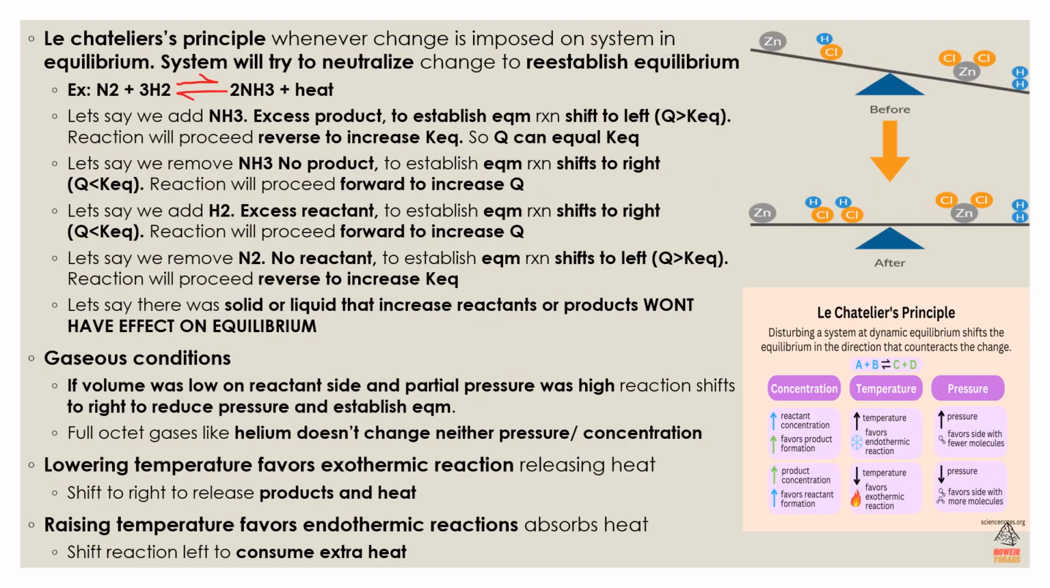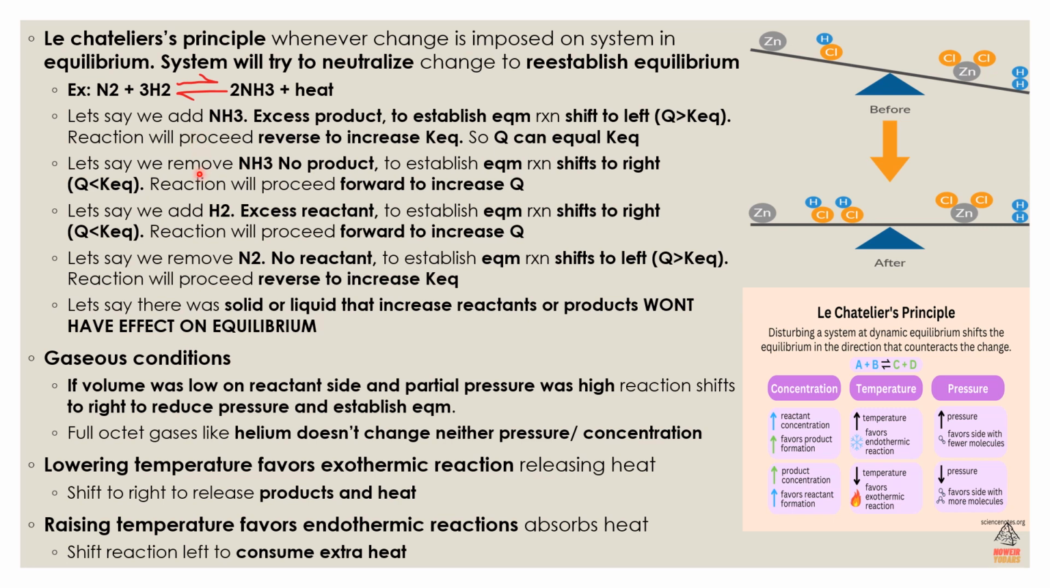Next we have, personally, one of the most important concepts you need to really pay attention to, which is Le Chatelier's principle. And it says that whenever there is a change imposed on a system in equilibrium, the system will try to neutralize the change in order to re-establish equilibrium. So that is given here to us by this example. Nitrogen plus 3 hydrogen equals NH3 plus heat. So that's ammonia plus heat.